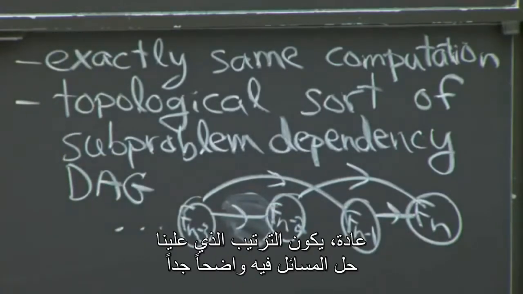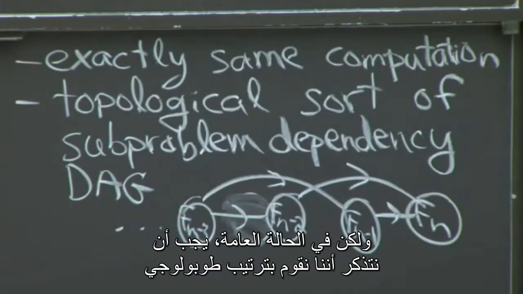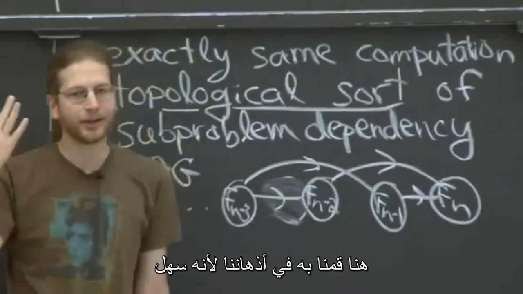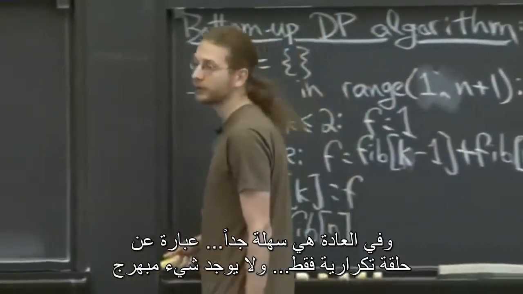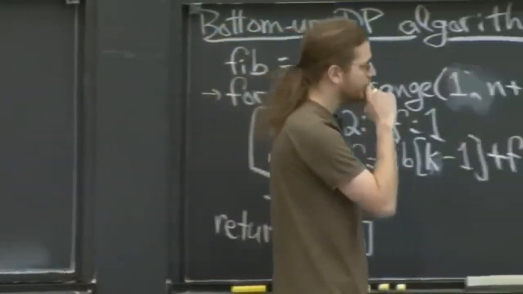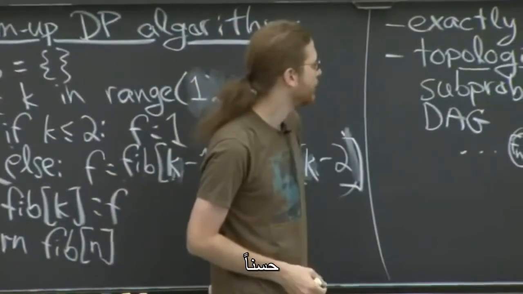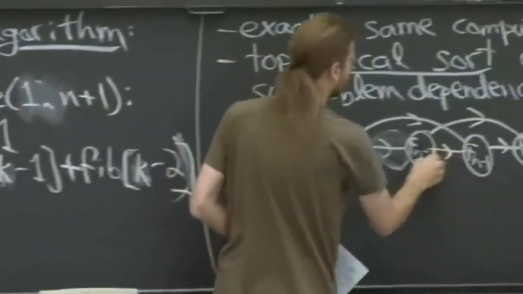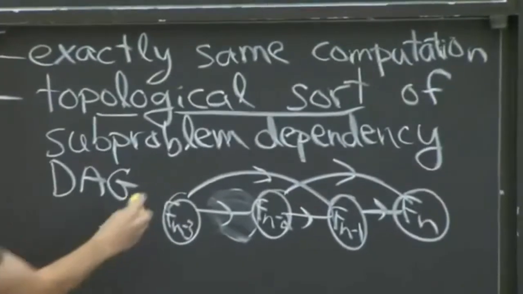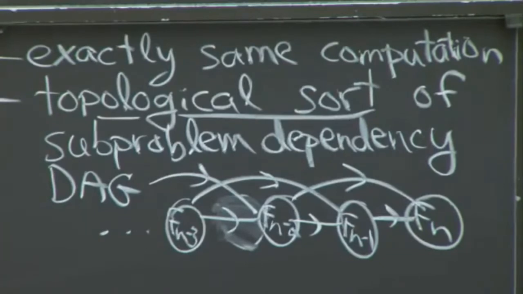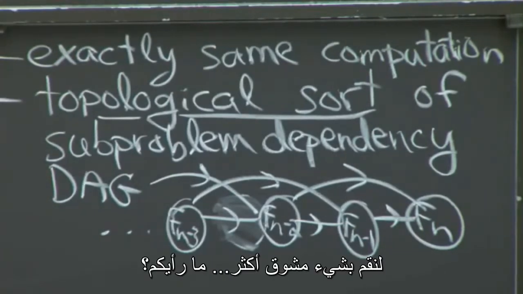Usually it's totally obvious what order to solve the subproblems in. But in general, what you should have in mind is that we are doing a topological sort. Here we just did it in our heads because it's so easy. And usually it's so easy, it's just a for loop. Nothing fancy. All right. Missing an arrow. All right. Let's do something a little more interesting, shall we?